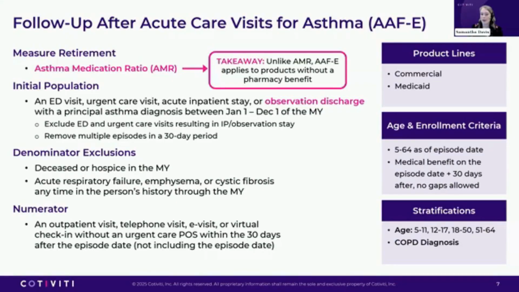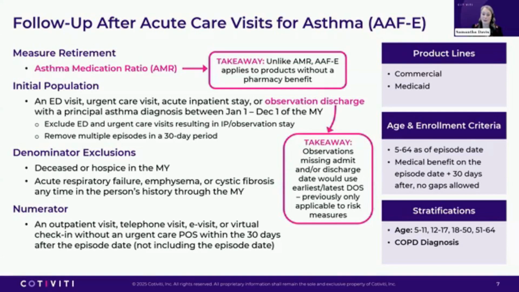To identify the initial population, NCQA is looking for ED visits, urgent care visits, acute inpatient stays, or observation discharges that have a principal asthma diagnosis between January 1st and December 1st of the measurement year.